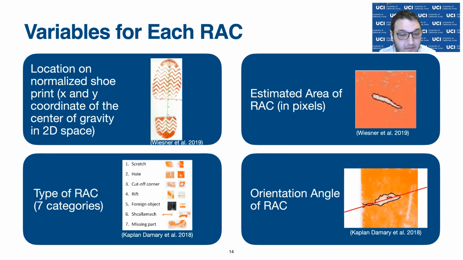We also have the type of RAC. Like I mentioned before, scratches and holes are generally the most common, but we also have a few other types. Again, this is not necessarily the same across every examiner. And then we also have the orientation angle, which is the angle of the RAC with respect to the origin or a standard grid.